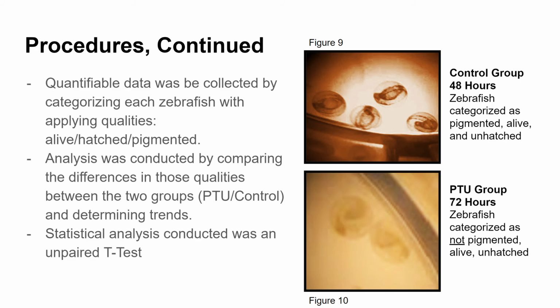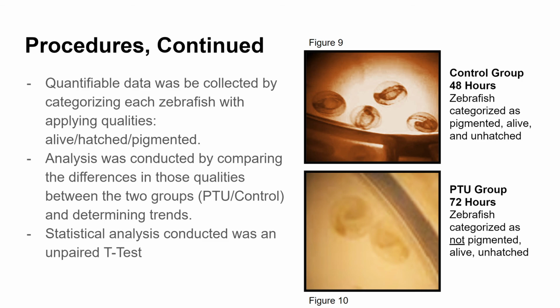Quantifiable data was collected by categorizing each zebrafish with the applying qualities: alive, hatched, and pigmented. Analysis was conducted by comparing the differences in those qualities between the two groups, the PTU group and the control group, and determining the trend statements. We chose an unpaired t-test as our statistical analysis because we were comparing two independent groups.